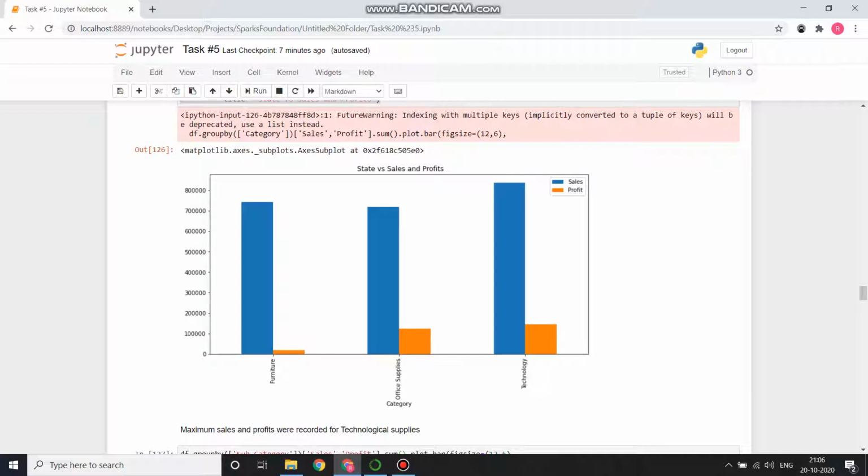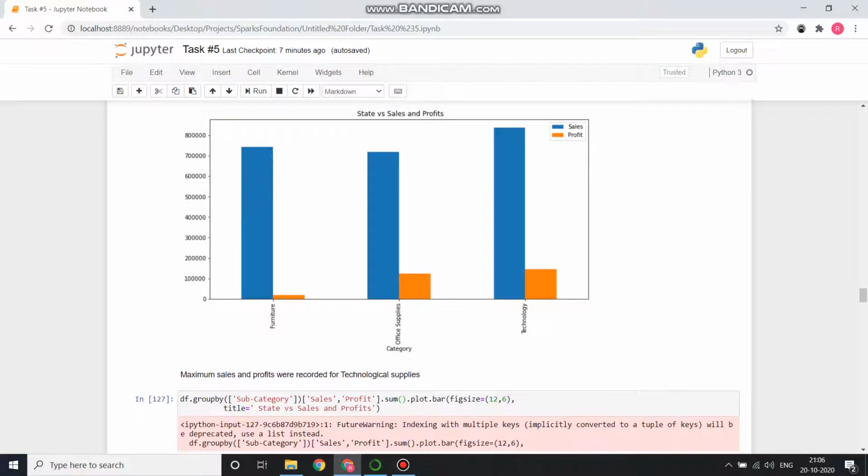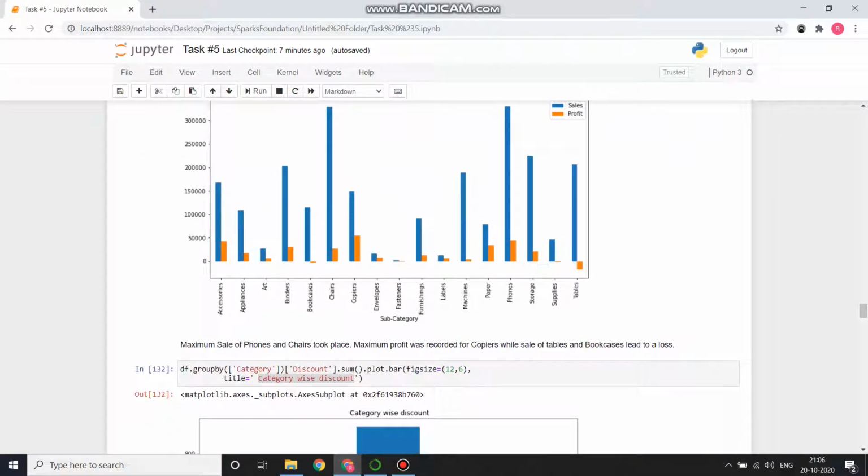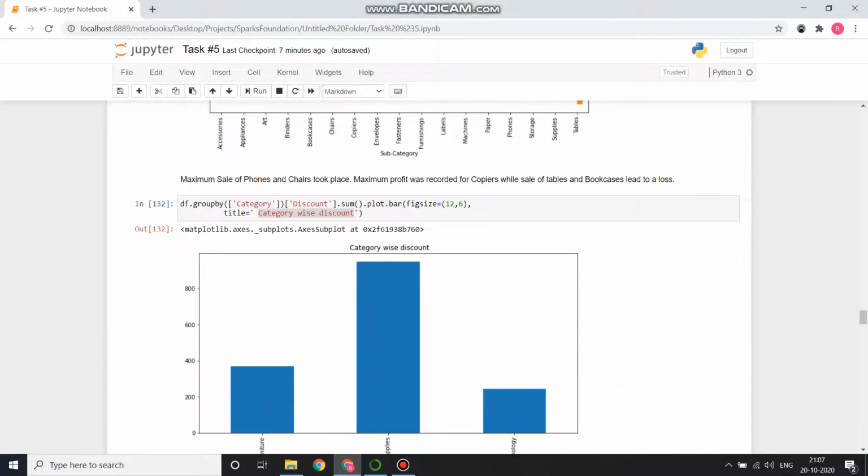and category wise sales and profits. So furnitures contributed to the least profits. Here subcategory wise sales and profits. So bookcases, supplies, and tables led to losses. So that should be reconsidered for the profits of the company.